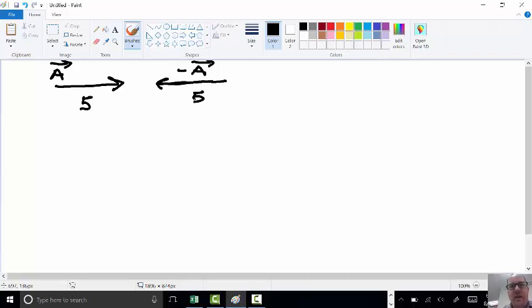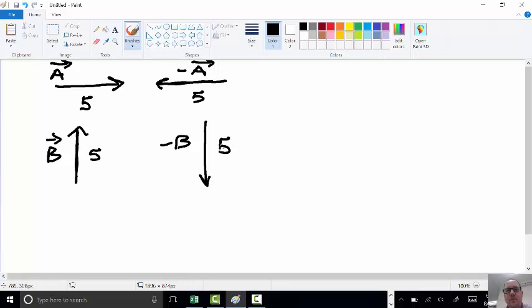Here's why that matters, okay? Let's say B was also 5 and pointed straight up. So then I'd like you to draw negative B. So pause the video and draw yourself negative B. And I'll go ahead and do that now. So negative B, of course, would be like this. It's also 5, but it's pointed down.